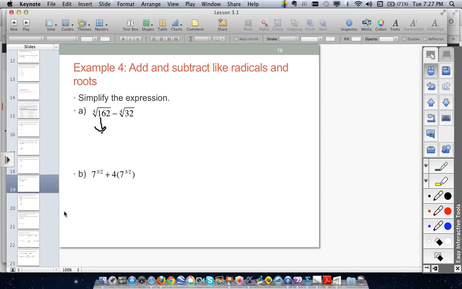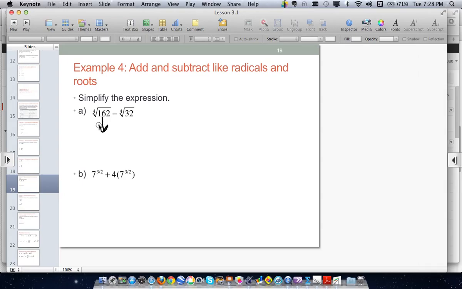So example A, we have the fourth root of 162 minus the fourth root of 32. Now because they're both fourth roots, it's very tempting to say, oh, they're already like terms, but they're not. They have to be alike on the inside. So let's take 162, and we're going to go ahead and break that apart. So I'm going to take the fourth root of 81 times the fourth root of 2.